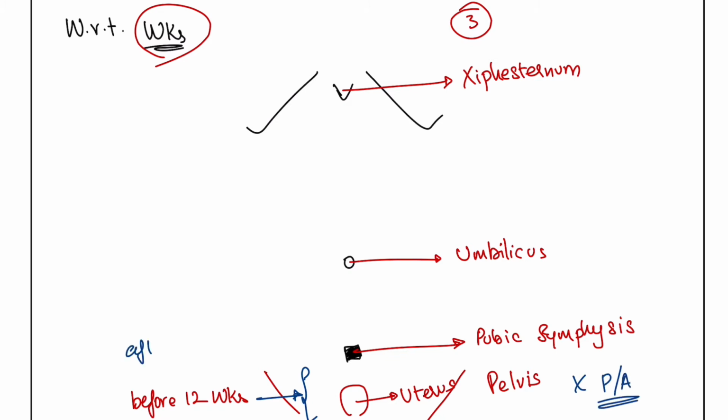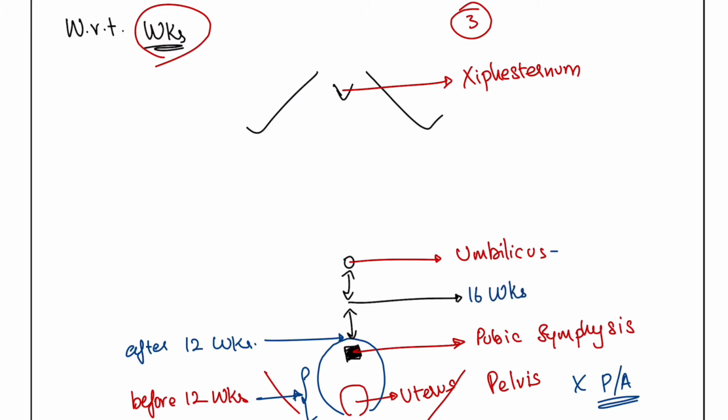After 12 weeks, the uterus becomes an abdominal organ. Just right above the pubic symphysis, the uterus height corresponds to 12 weeks. Midway between the umbilicus and the pubic symphysis, it will be around 16 weeks. And right at the umbilicus, it will be around 24 weeks. We divided the region between the umbilicus and pubic symphysis in half, whereas from the xiphisternum to the umbilicus, we divided into 3 parts: 1/3, 1/3, 1/3.